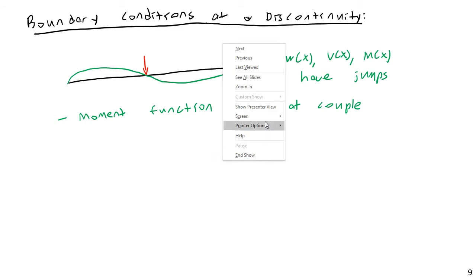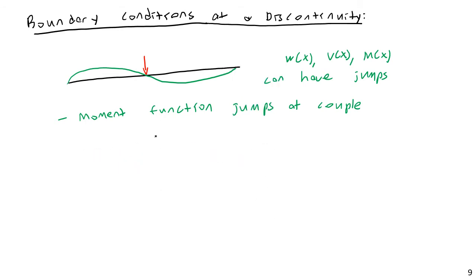So if I have a beam, and I apply a couple to it like this, the moment function might do something, let's see, that would cause it to increase. The moment function would do something like that, like there, okay? So that is, again, my moment function, or a couple can cause the moment function to jump. Or a shear function can also jump. Or it jumps at a point load.